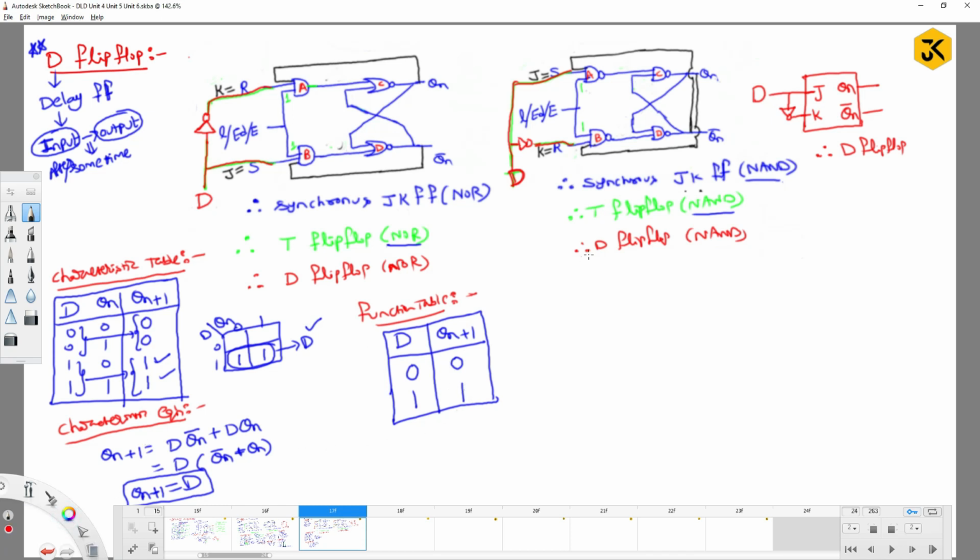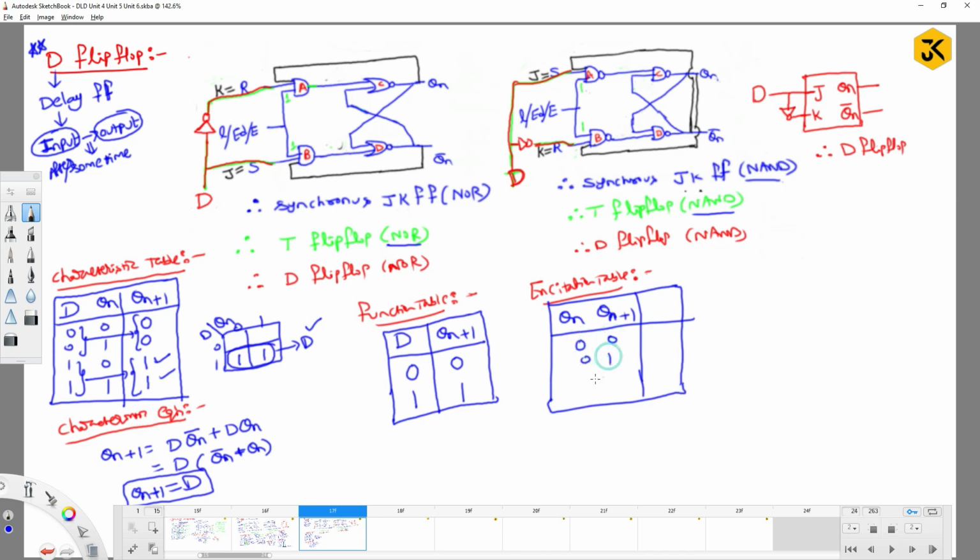Similarly, can we draw the excitation table for this? Yes. Excitation table means writing the inputs with the help of its outputs. Right? So one is Qn, another one is Qn+1, the present states and the next states for the respective table. But what might be its input when Qn and Qn+1 are given? That is what they are asking.